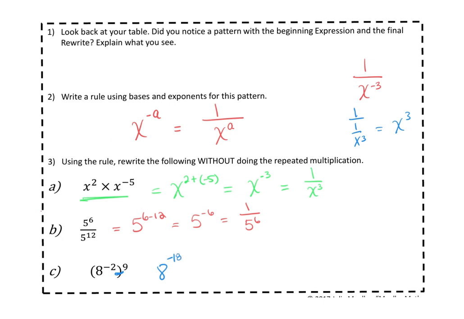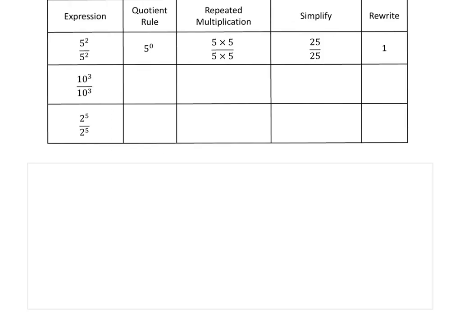Negative 18. Yes, and so I'm going to rewrite that guy as 1 over 8 to the positive 18. That is my negative exponent rule right there. Okay, this always confuses people. People always want to tell me that something to the 0 power is 0. It is not, okay?